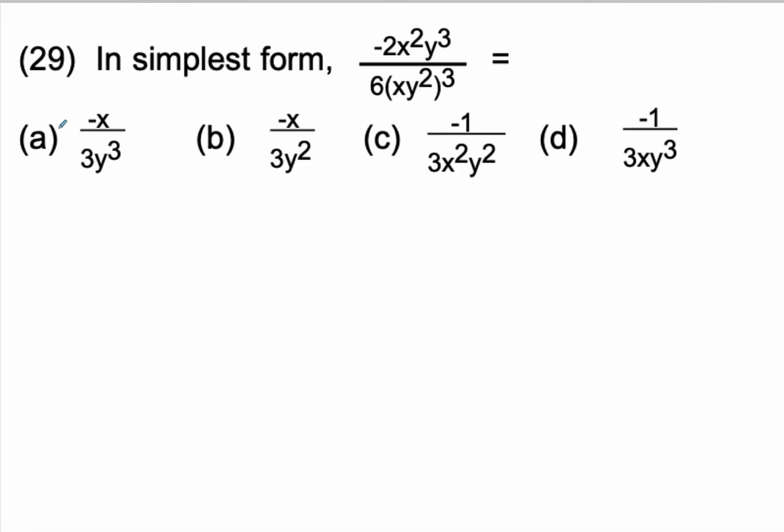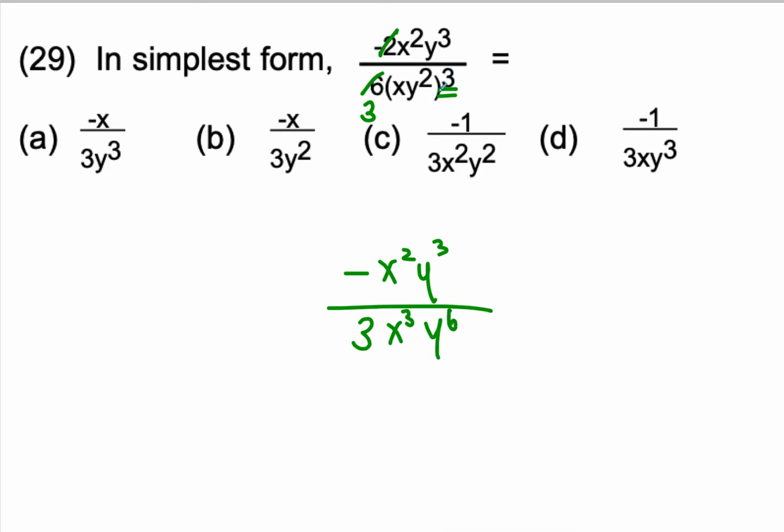Alrighty, let's look at number 29. So they want us to simplify this one. How are we going to do it? The first step is you gotta distribute 3 onto x and y in the denominator. And we can actually cancel out the 2 and 6 as well. We get 3. So we get negative x squared y cubed over 3 times x cubed here because 3 has been distributed, and then we have y to the 6th power.